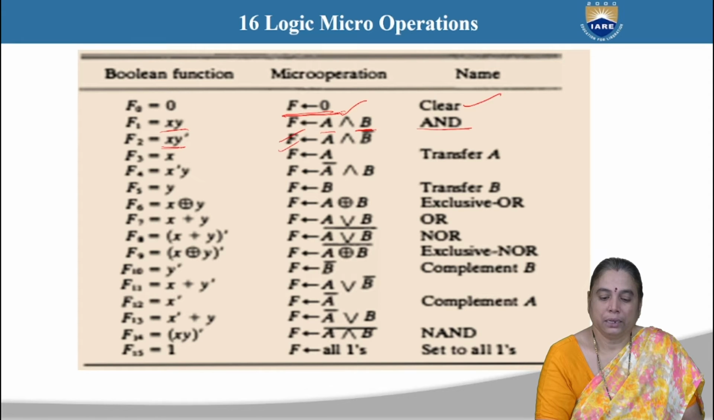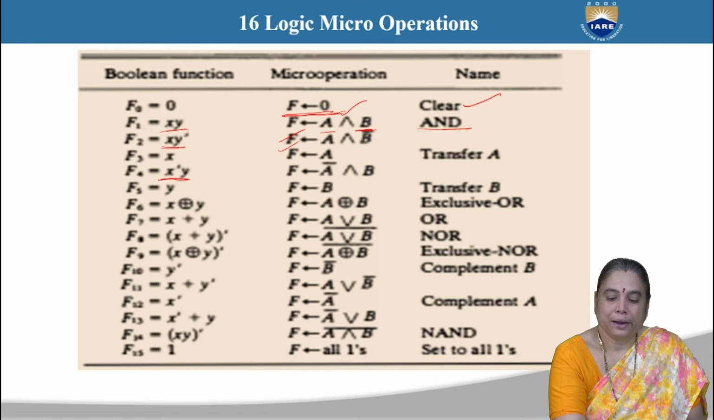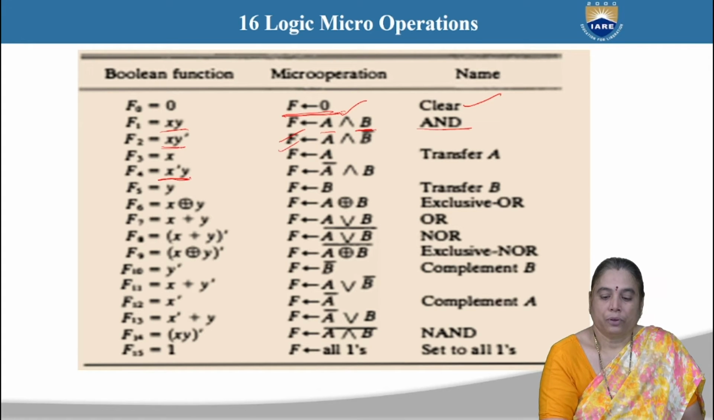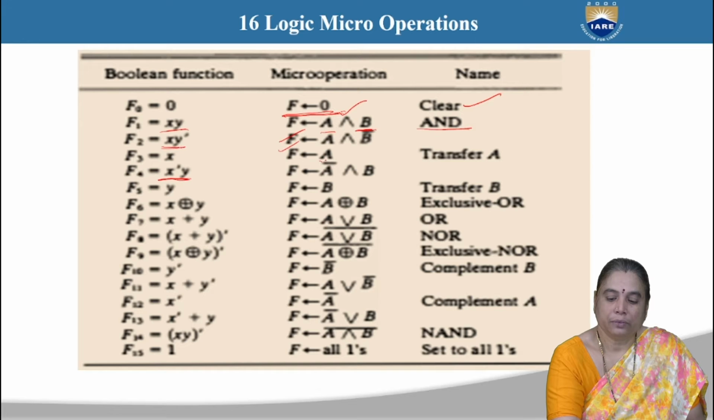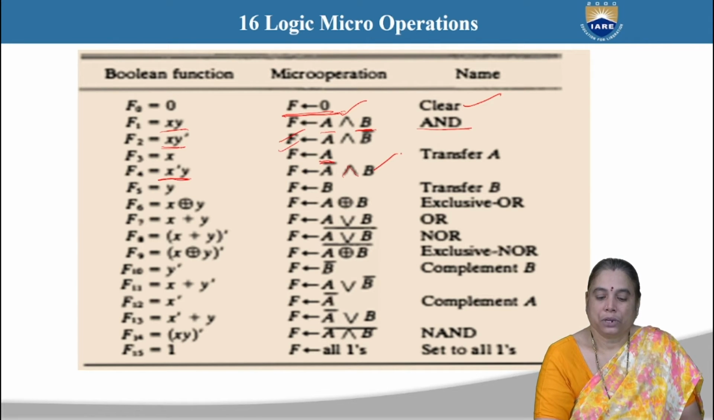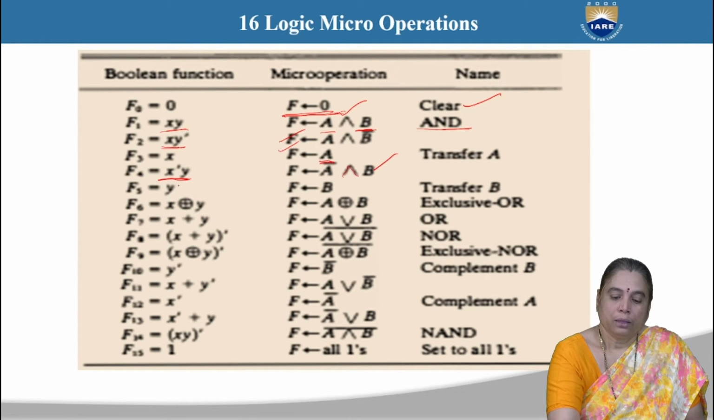The next operation is where the first number is complemented and ANDed with the second number. Here the A register is complemented and ANDed with B, and the result is transferred to F. This is the representation of A complement AND B. The next logic micro operation is simply moving the second number to the register.